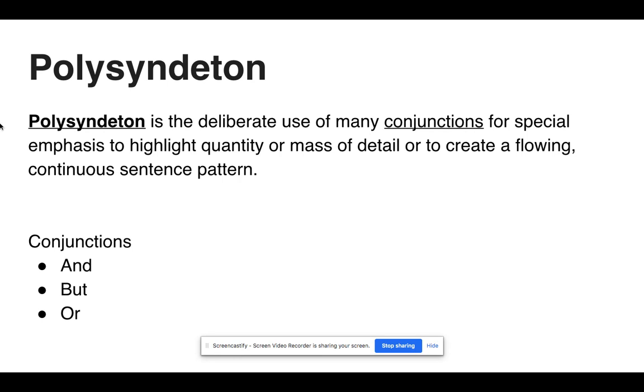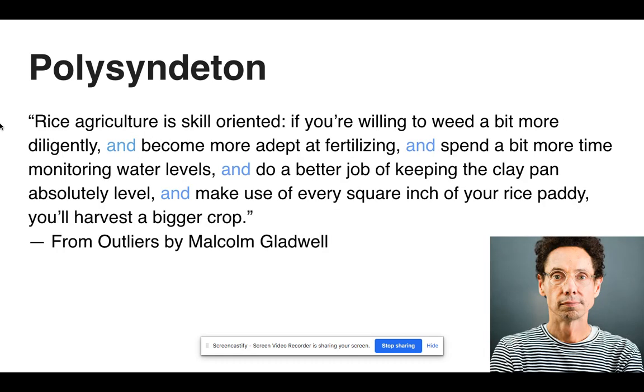Let's take a look at how authors have used this device in real-life pieces of writing. The first passage is from a book called Outliers by the writer Malcolm Gladwell. "Rice agriculture is skill-oriented. If you're willing to weed a bit more diligently and become more adept at fertilizing and spend a bit more time monitoring water levels and do a better job of keeping the clay pan absolutely level and make use of every square inch of your rice paddy, you'll harvest a bigger crop."